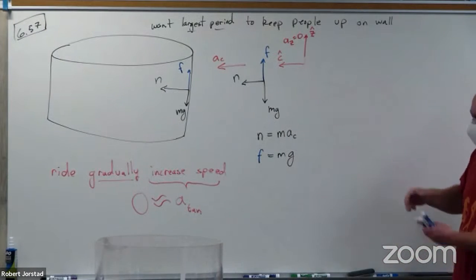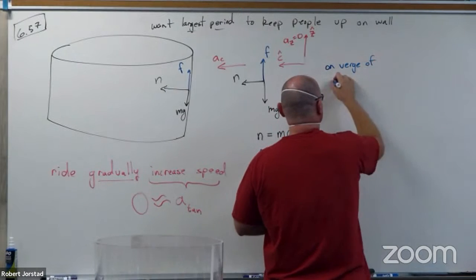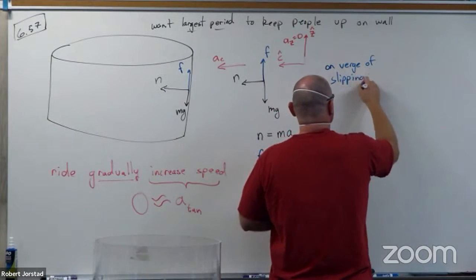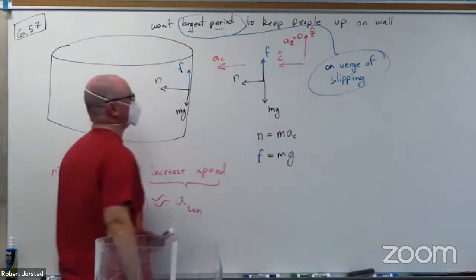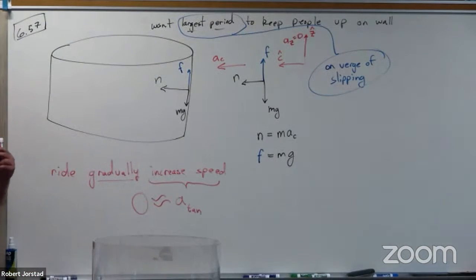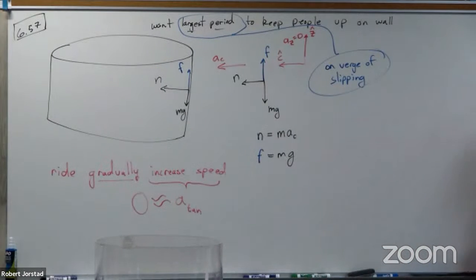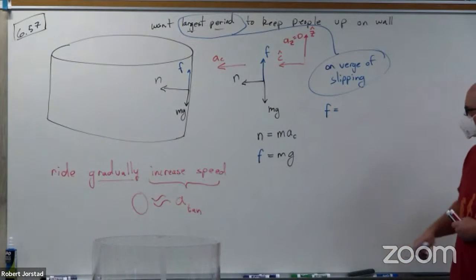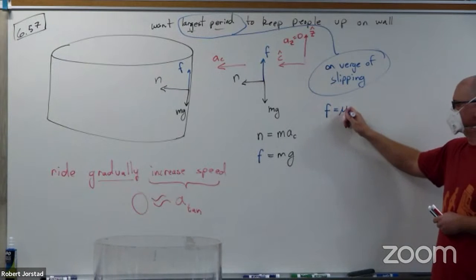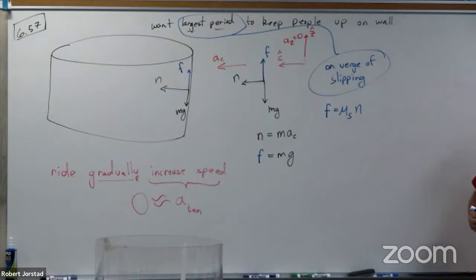So in this case, on the verge of slipping, because of this key phrase, largest period. That's the one that says we're at an extremum. Does that make sense? That's tricky. Well, what's our condition if we're on the verge of slipping? F equals mu S times the normal force. Excellent.